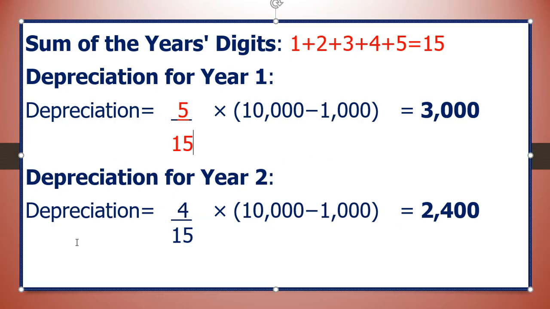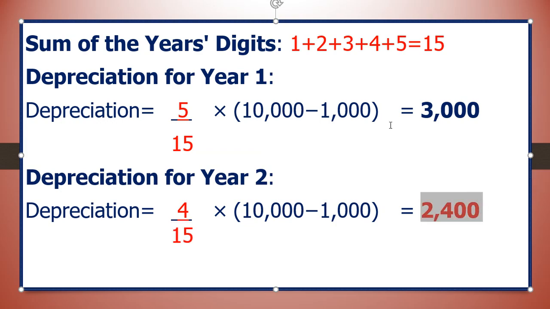Then for year 2, if the useful life is 5 years and we are in year 2, the remaining useful life is 4 years, because year 1 has gone. We are now in year 2, so the remaining life is 4. So here we shall get 4 divided by the sum of digits, the sum of years digit, which is 15, times the cost minus salvage. So you can see here that the depreciation has reduced. Why?